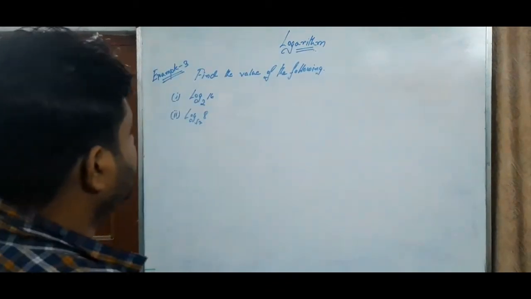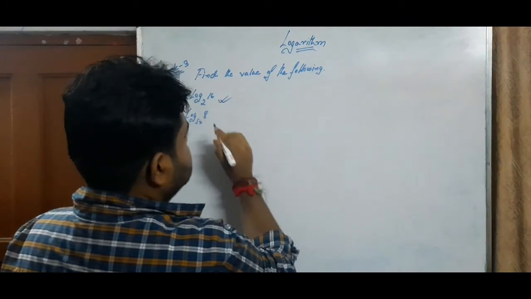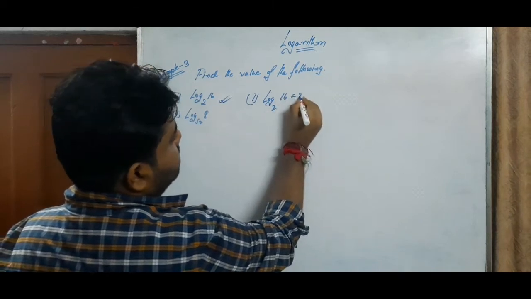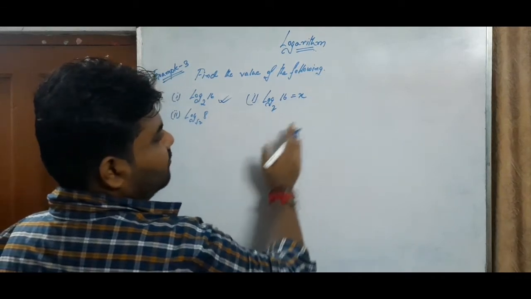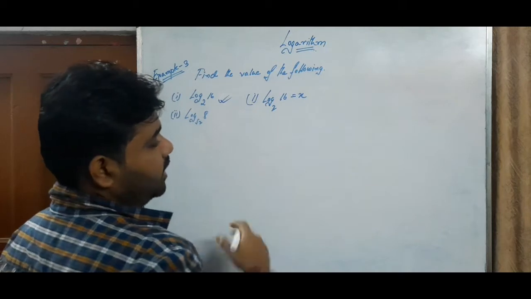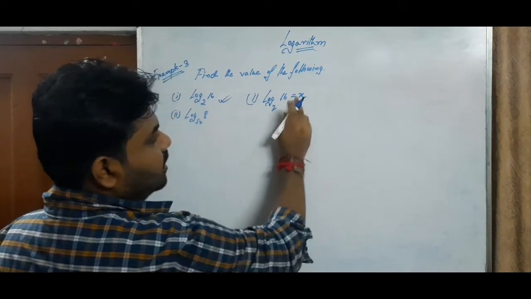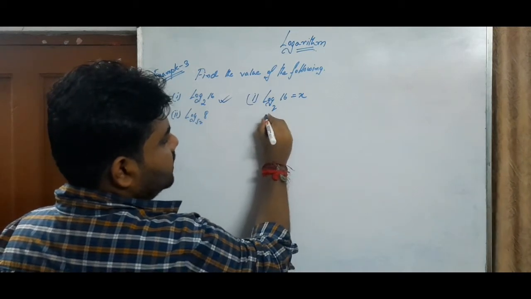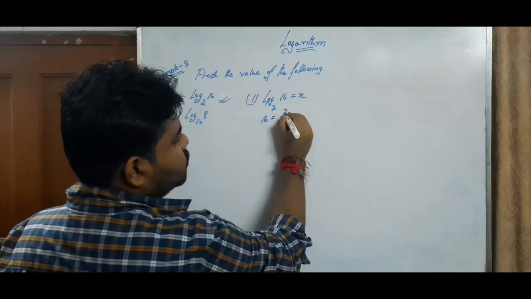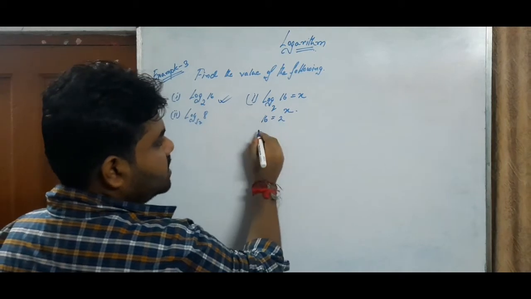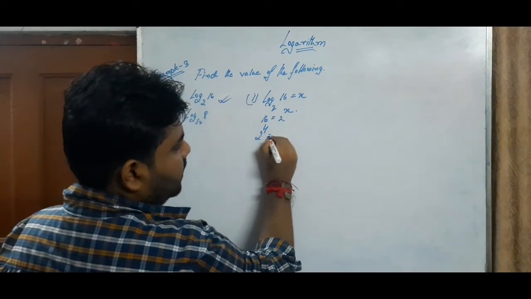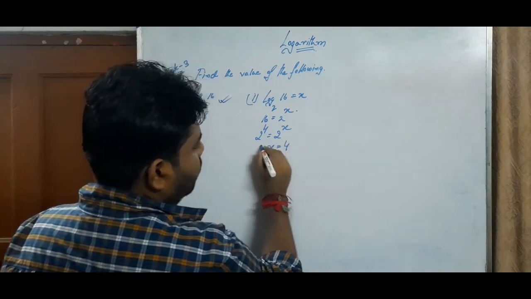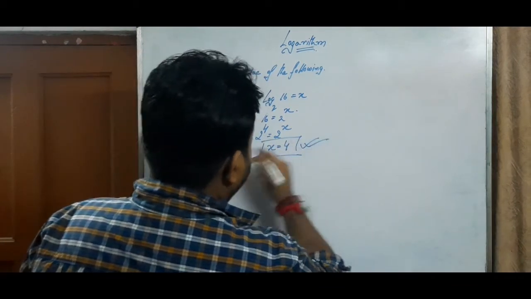Solve the following. How can we solve this? Just for example, log base 2 of 16 equals x. Now we will convert it into exponential form. Exponential form means x will be the power of 2. That is 16 equals 2 to the power x. Now 16 means 2 to the power 4 equals 2 to the power x. Therefore x equals 4. This is how we can solve.